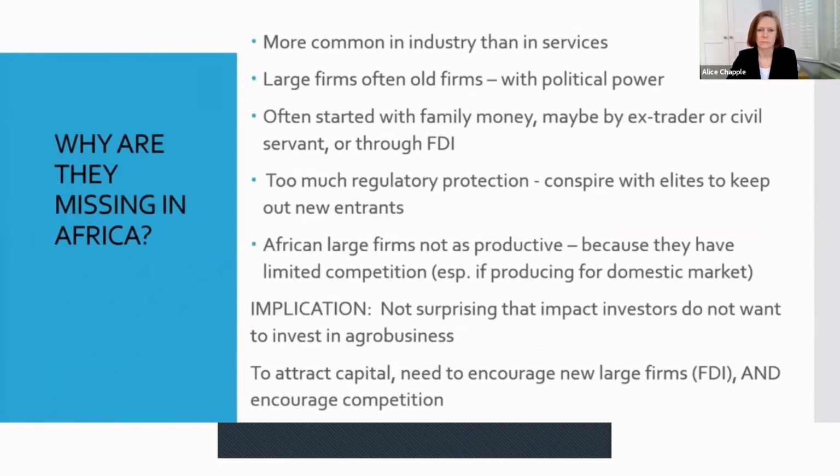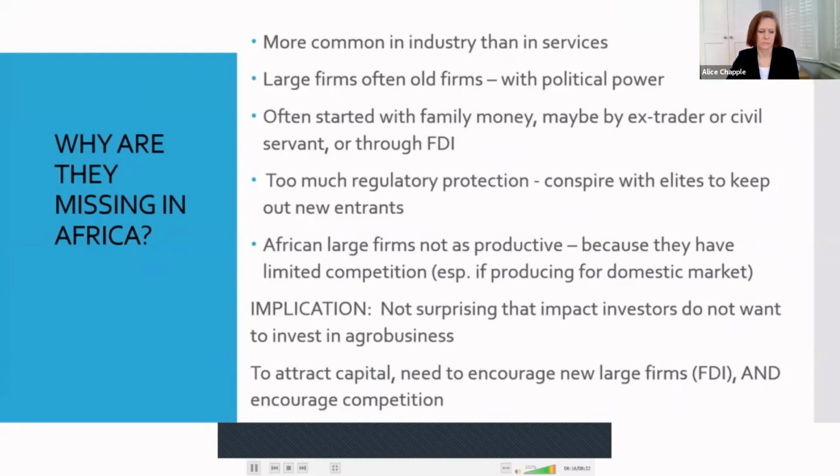Now, the problem is large firms are missing in Africa. They're more common in industry than in services in Africa. And generically, they're more common in industry than in services. So if you think about, for example, an input supplier, that's not going to be a retail input supplier. That's not going to be a large firm, right? So retail services, for example, can be a large firm from the point of view of, say, a supermarket. But in general, they often are smaller firms. But in industry is where you really see them and where they tend to be missing.